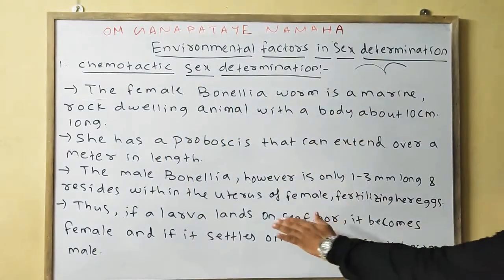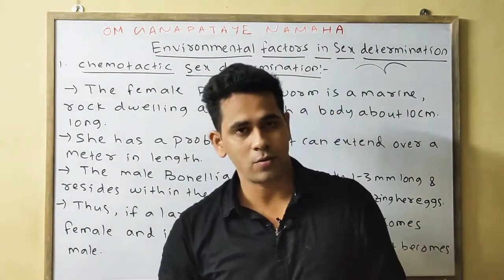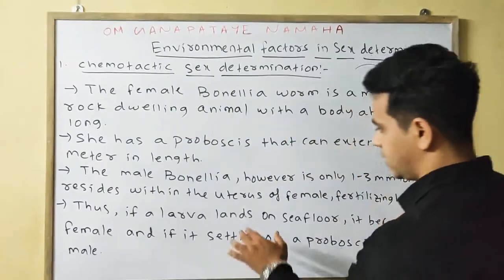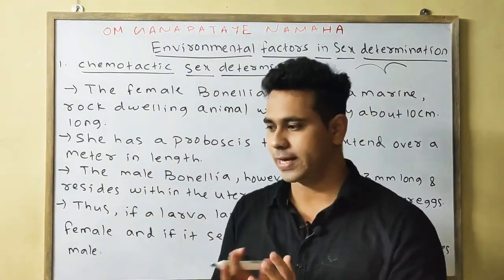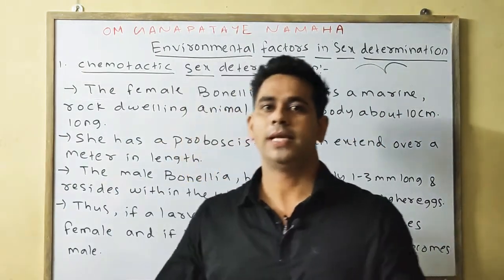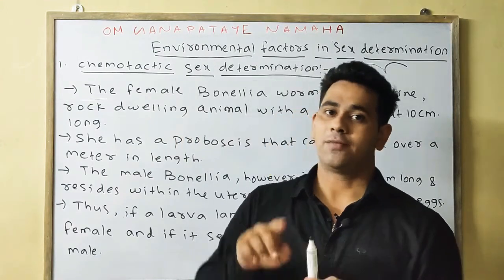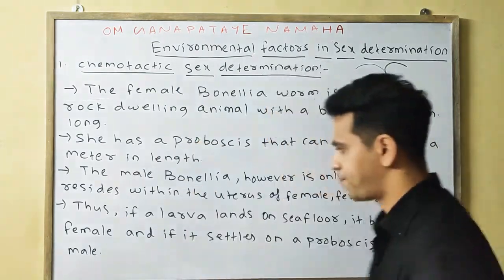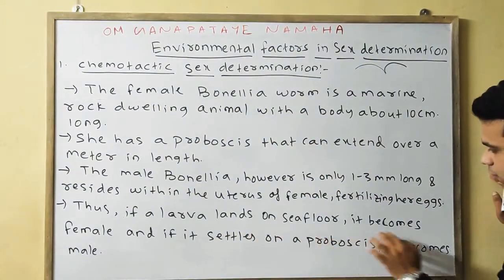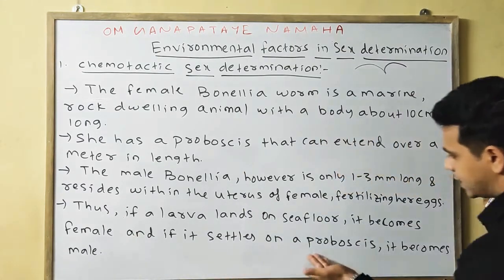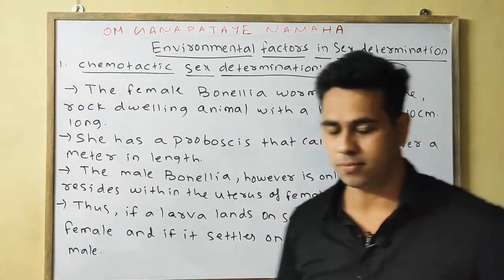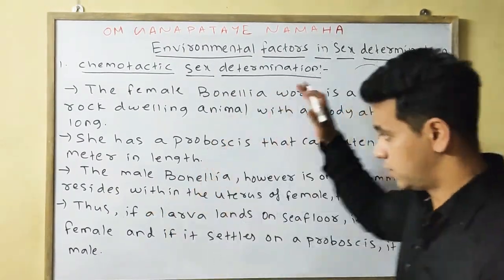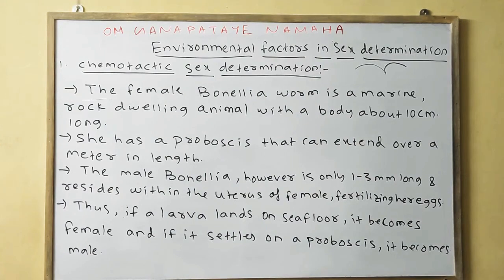Thus, in conclusion, what we found? If the larva lands on the seafloor, or develops in isolation, then it will develop into female. If the larva settles on the proboscis of the female, then it will become male. So these are some important points. Please note down the important points of chemotactic sex determination.